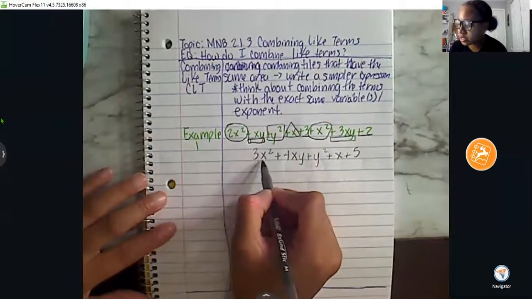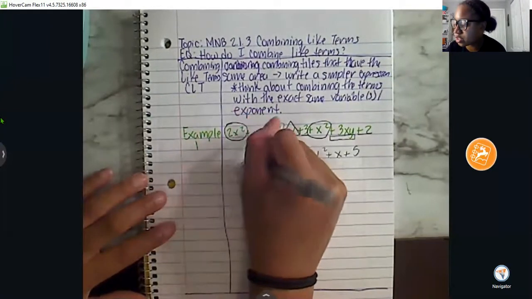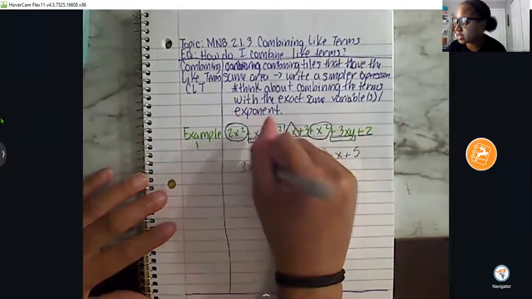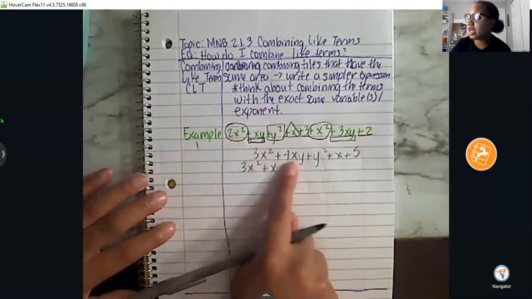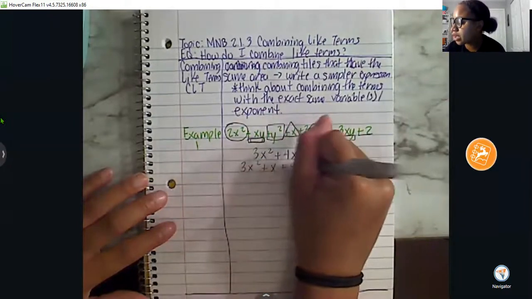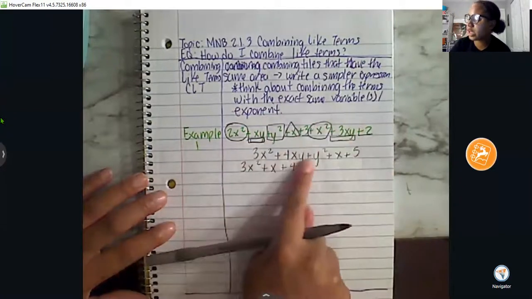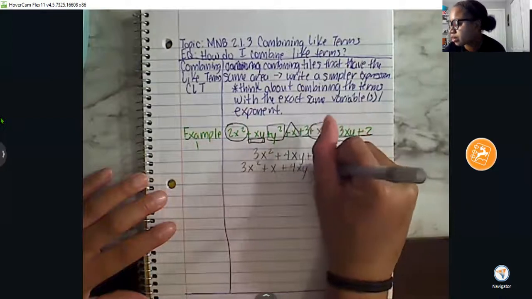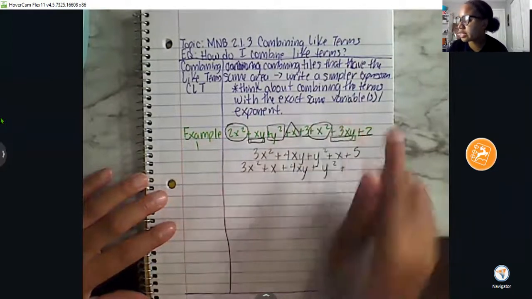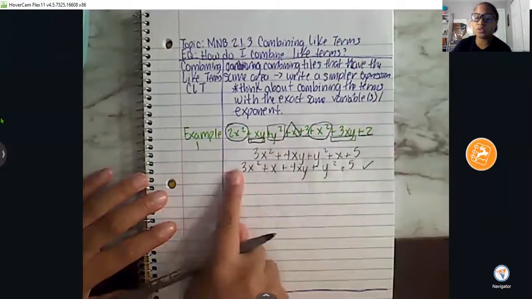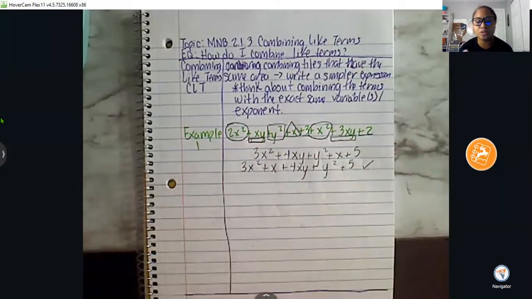3x squared, X is first, so then yes, 3x squared should continue to be first. And then I'll look for the next X, which is here, so plus X. Then I'll go to my XY tile, so 4XY and plus 4XY. And then after I do my XYs, I go to my Y tile, which is Y squared. And then last but not least is my number, that's 5. So then this is now also the correct order in which you should put your algebra tiles.